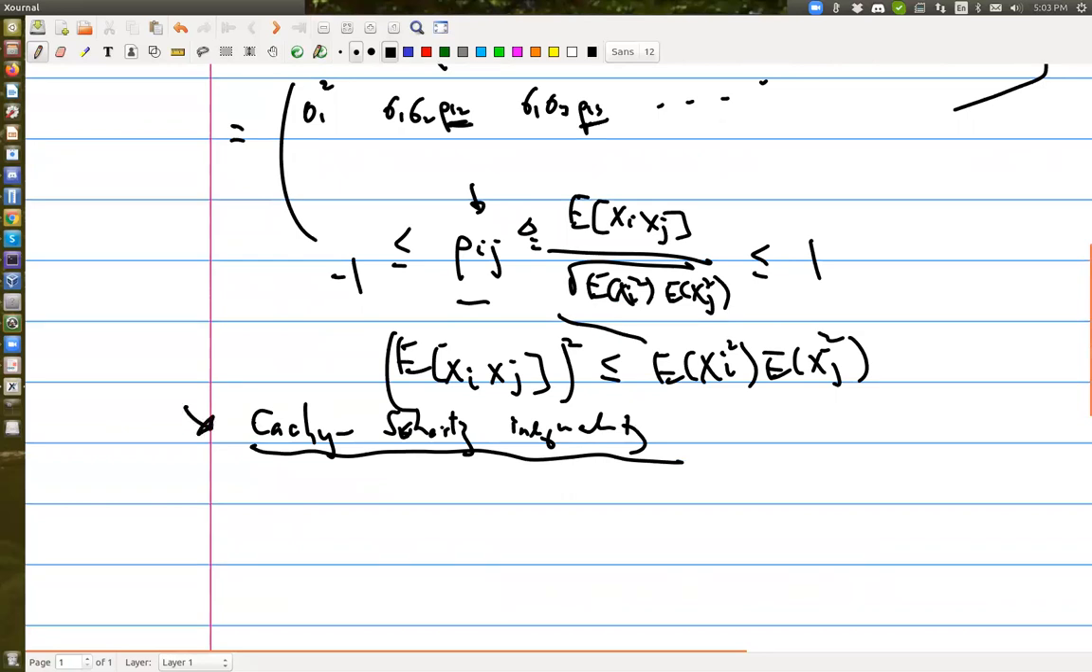Has anyone come across this inequality before? I will make this a poll question, just to get feedback. Has anyone seen the Cauchy-Schwarz inequality somewhere before?